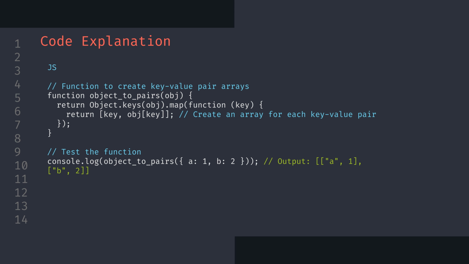This function uses Object.keys to get all the keys of the object. Then the map method iterates over the keys, creating an array for each key-value pair. The function returns an array containing all these pairs. For instance, {A: 1, B: 2} produces the array [[A, 1], [B, 2]].